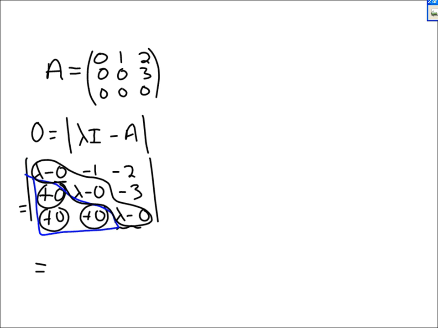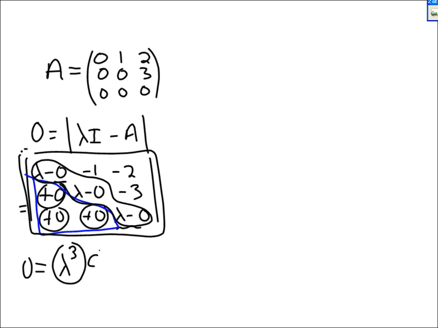And lambda minus 0 is lambda. So I'm multiplying lambda by lambda by lambda, and I get lambda cubed. What this determinant gives you is called the characteristic polynomial.